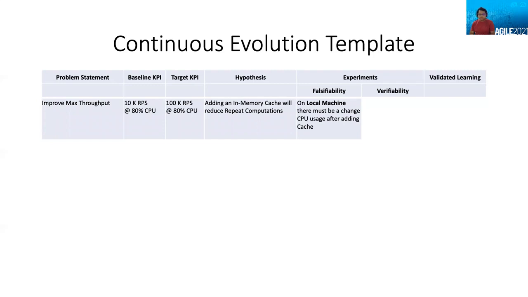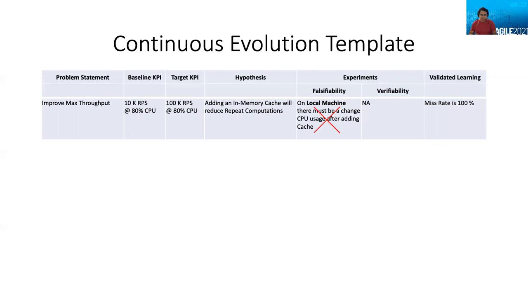The first falsifiability experiment I came up with for this is that adding a cache should create some sort of a change, right? So you remember the with or without experiment, the AB experiment. At least I need to see that difference between X and Y. So that's the falsifiability piece. If this itself fails, if adding a cache makes no difference, I don't need to verify it.